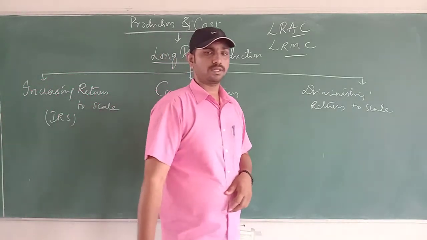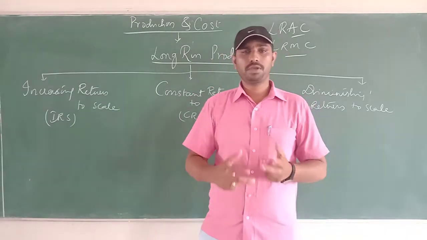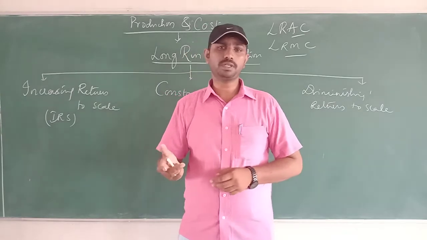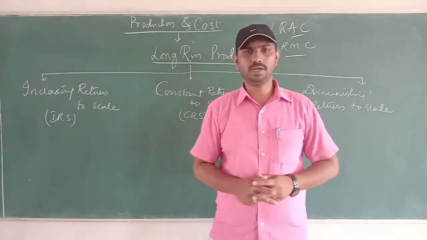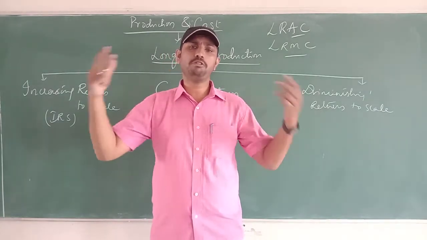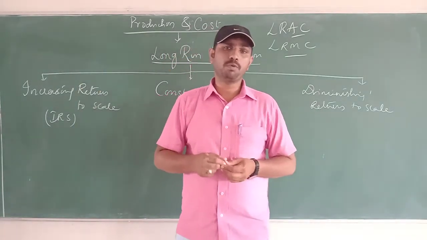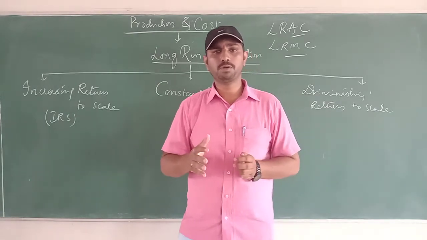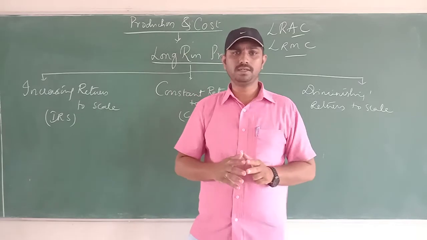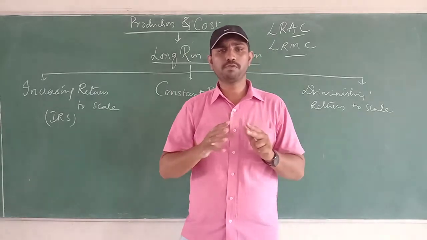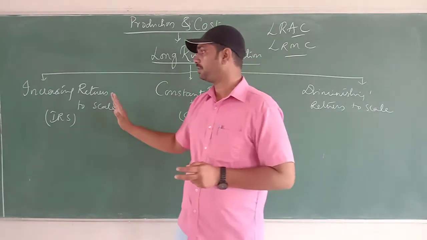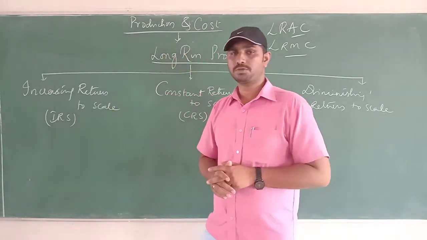Coming to the first one, increasing returns to scale. Increasing returns stands here: due to large scale production, the quantity of output is greater than the quantity of input. It means when the producer has sufficient time to change all the factors in his favor, he will change the quantity of output in an increasing way. Even though the input is limited, the quantity of output will be more than the actual input. That is called increasing returns to scale.